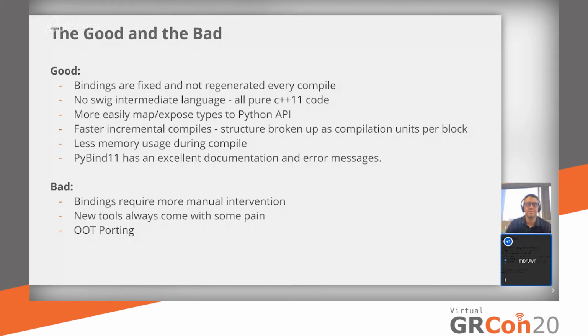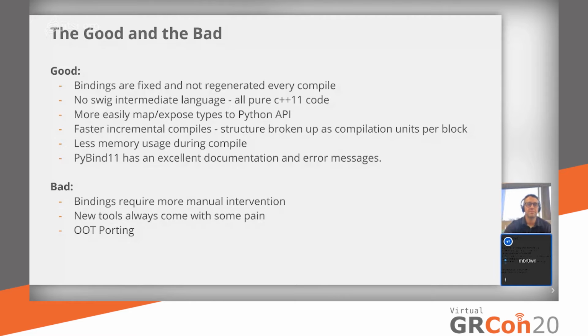Exposing types into Python is handled by PyBind. I already mentioned the compiles are faster. This is not necessarily a huge difference on the initial compile, but on recompiles, definitely. If you have lots of cores, you can use them more effectively. If you get something wrong, PyBind 11 will tell you. These are all really good advantages.